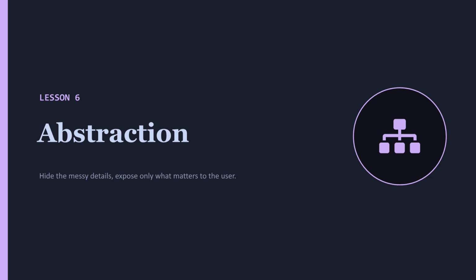Our final pillar is abstraction, hiding the messy internal details and exposing only what the user actually needs. Where encapsulation is about protecting data, abstraction is about simplifying the interface. Together, they let you build components that are both safe and easy to use. This is the concept that ties the whole module together.